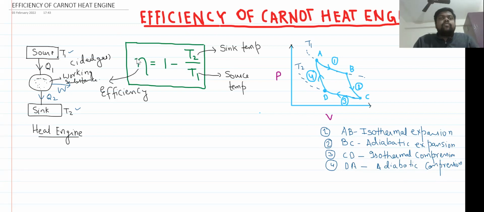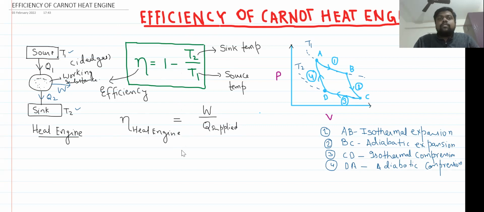Before deriving this result, that is efficiency is equal to 1 minus T2 by T1, we should know that the efficiency of any heat engine is given by work done by the heat engine divided by heat supplied.